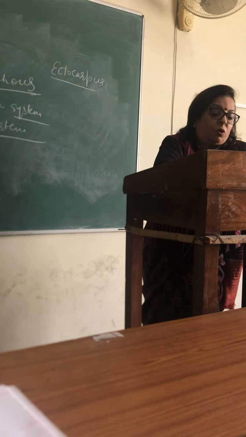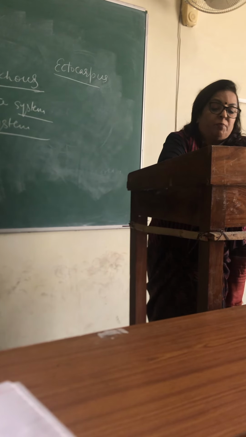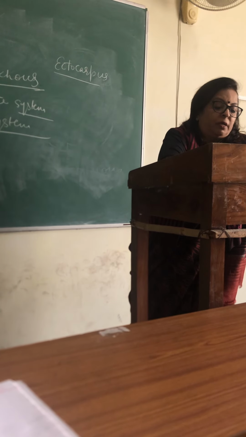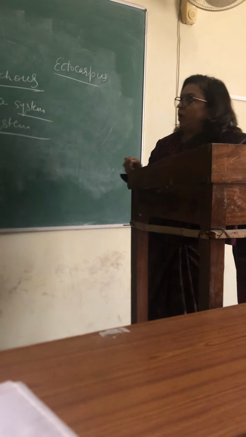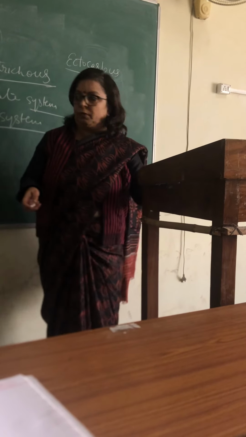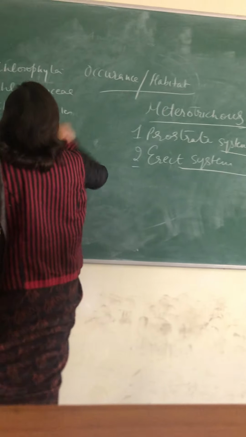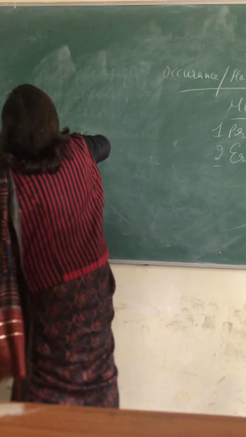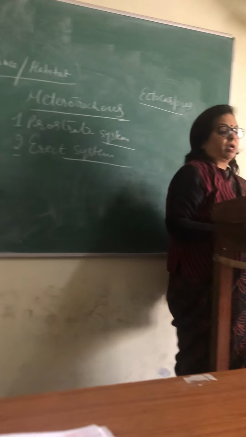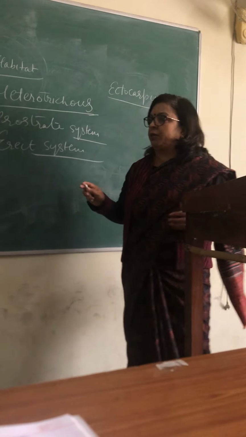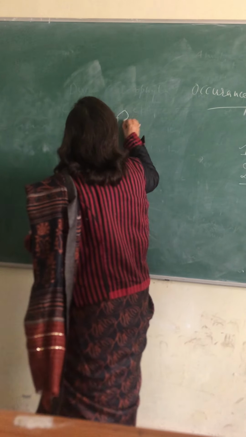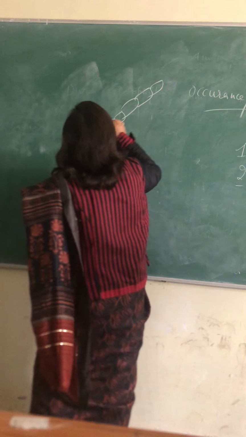Now the Coleochaete thallus is much branched. It has much branched filaments, and the thallus consists of a definite prostrate system, because depending upon the different species we have seen that some species of Coleochaete show only the prostrate system, some of them show only the erect system, and some of them show both.